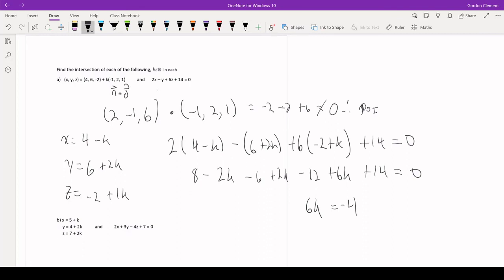And I'll just double check before I make more mistakes in this video that I have to edit out. Yeah, 4 on that side, so negative 4 on the other side. Divide by 6, divide by 6. Get k is minus 2 over 3.